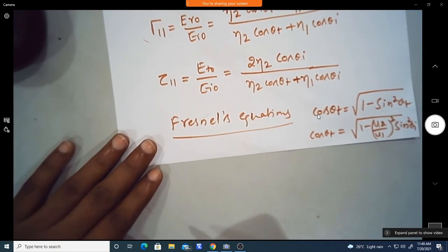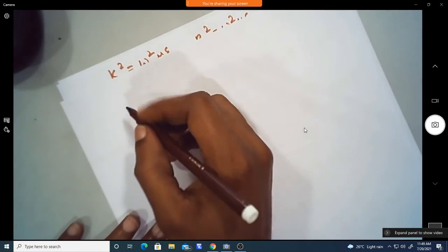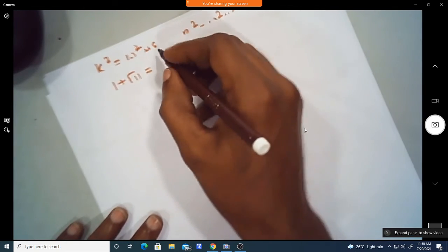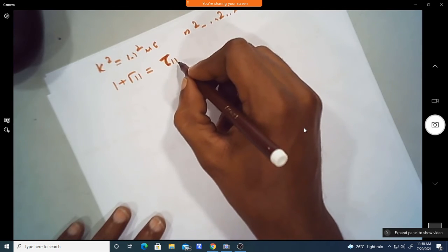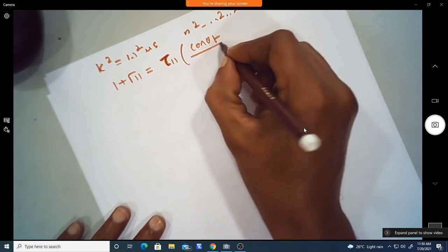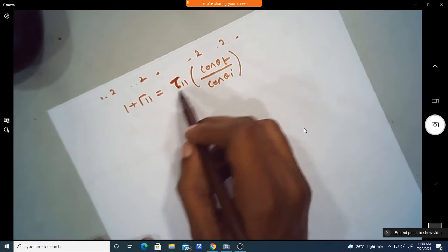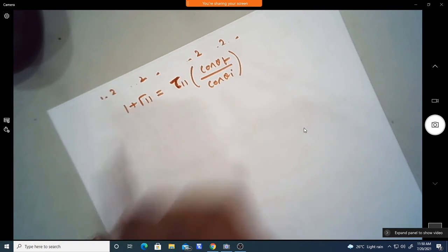Now if I replace that one, we can get the equation 1 plus gamma parallel, which is equal to the transmission coefficient tau parallel into cos theta t divided by cos theta I. So that is the relation between the transmission and reflection coefficients for parallel polarization.